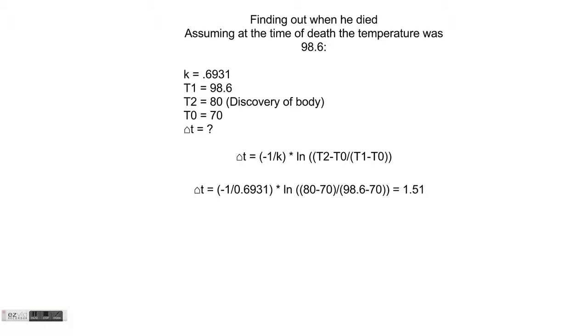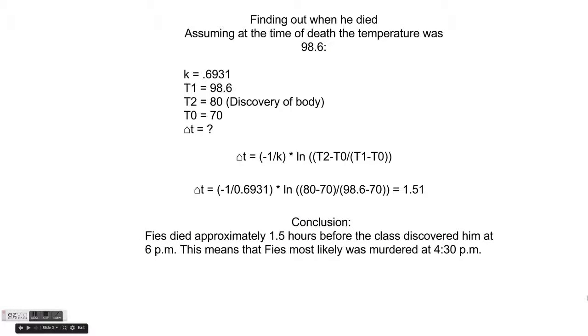So now we can find out when exactly he died. We know exactly how he died now, or when. So he died approximately 1.5 hours before the class discovered him at 6 p.m., which means he was murdered at approximately 4:30 p.m.